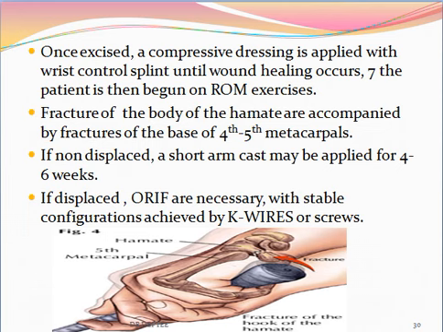Fracture of the body of hamate are accompanied by fractures of the base of 4th or 5th metacarpal. If non-displaced, again you can go for short arm casts, and if displaced, then you have to go for open reduction internal fixation. We could go for K-wire fixations or normal plate fixations. Management of the hamate fracture will also be exactly in the same manner as we manage the lunate dislocation and fractures. So you will follow the same pattern.